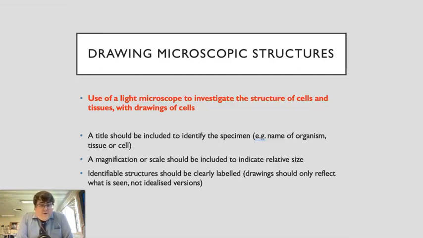You then need to also include a magnification or scale to indicate the relative size of that diagram. I'd be including both, to be honest, the magnification and scale, so that when you're drawing it, someone could look at your information and actually figure out the actual size based on what you've drawn. You also need to make sure that you're labeling identifiable structures that you can see in the microscope, remembering you're only labeling what you see down the microscope. You're not going to label things that you can't see but you know are there, because that's not what you're seeing down the microscope. Not the idealized version, you're drawing what you actually see.